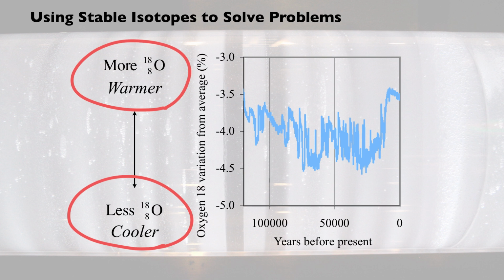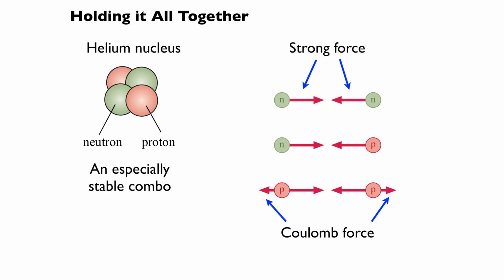So if you look at the fraction of oxygen 18 in ice, you can tell basically a measurement of the past climate. You can see here's the years before the present, here's the amount of oxygen 18, and there was a spike here 10,000 years before the present or so. That was the end of the last ice age. And so how do we know what temperature it was in the past? This is how we know, and it uses stable isotopes.